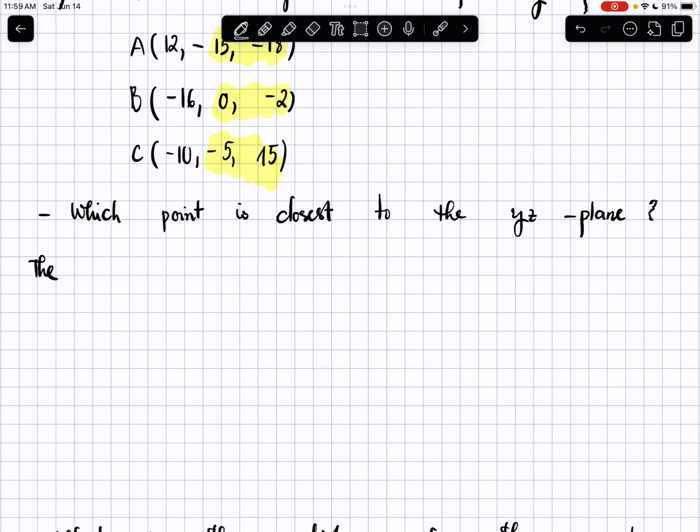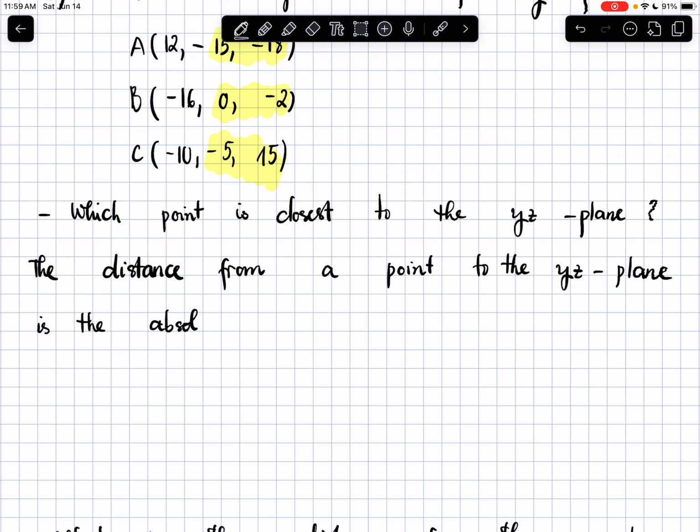The distance from a point to the YZ plane is the absolute value of the x coordinate.